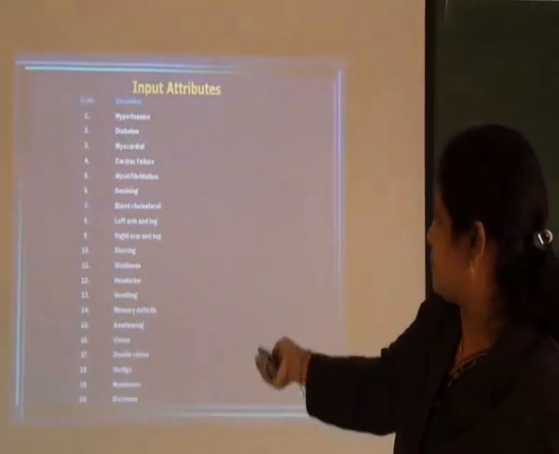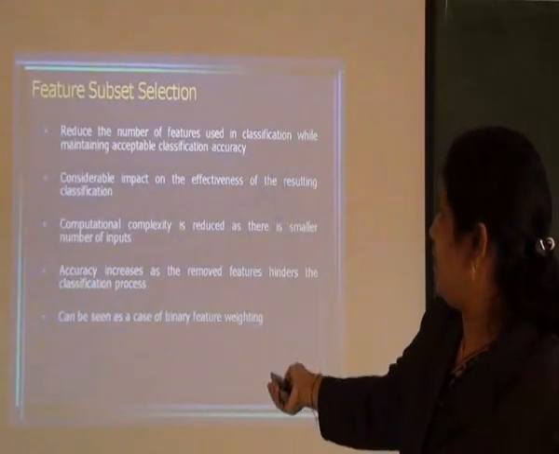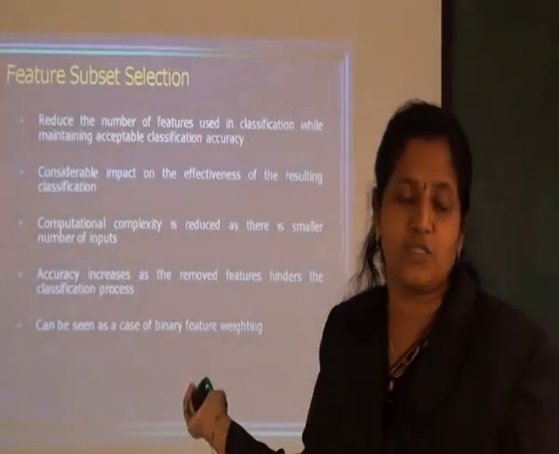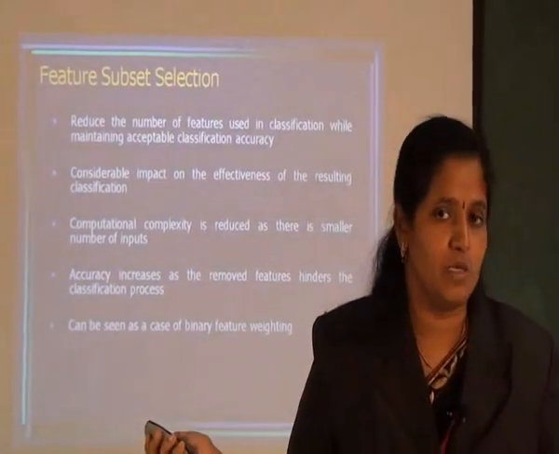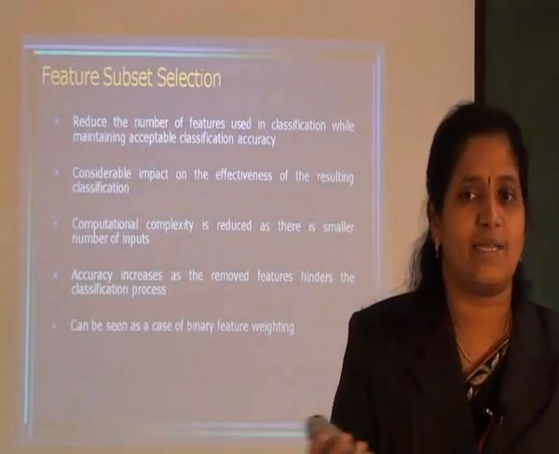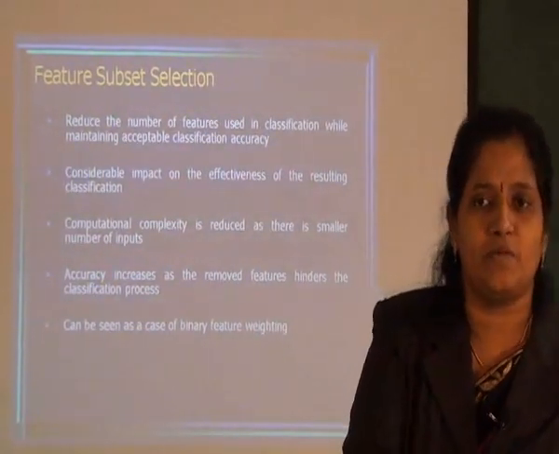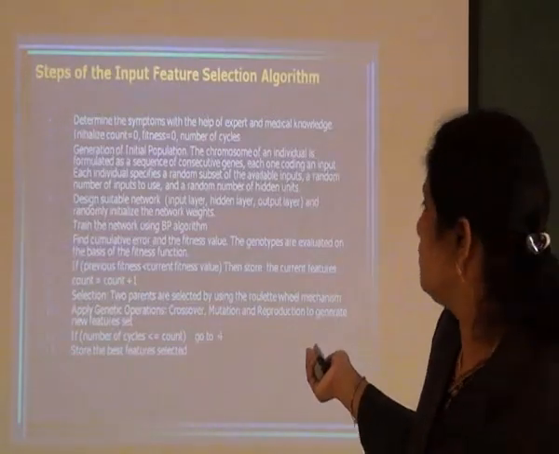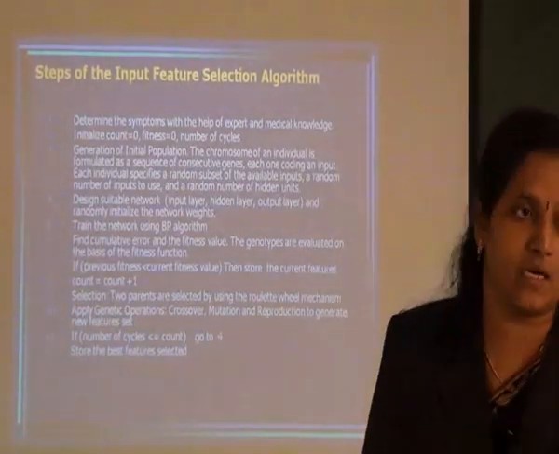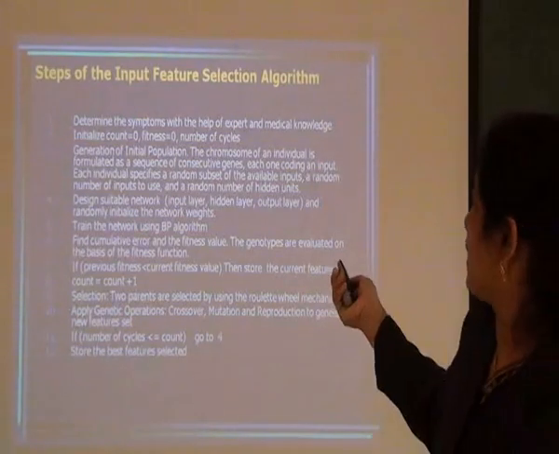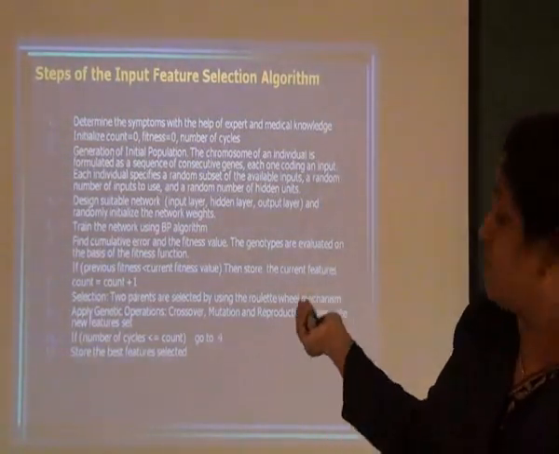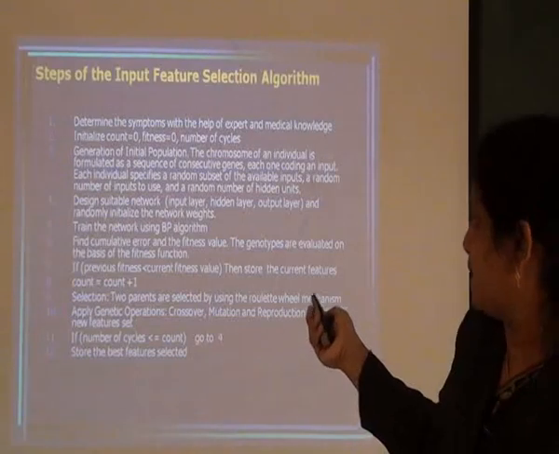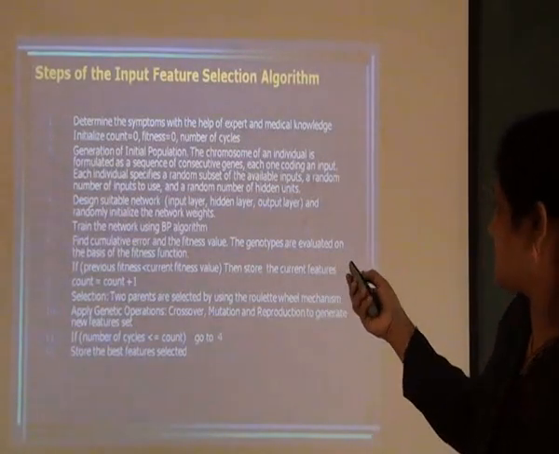These are the input attributes as we discussed before. And feature subset. The main purpose of feature selection is to reduce the number of features. If you give all the features you are getting from the hospital or from anywhere, it will not work. Some pre-processing is required. For feature selection, we have used a genetic algorithm. You can use a genetic algorithm for feature selection also. Genetic algorithm, look at this here.